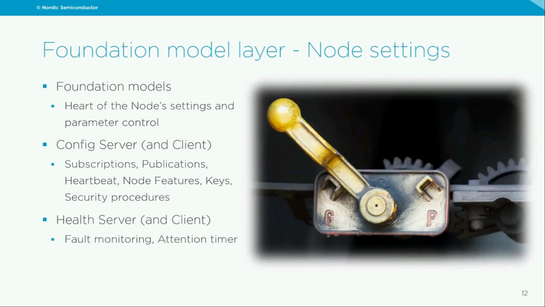Foundation models are crucial for configuring the node settings. They are at the heart of the setting and parameter control. There are two foundation models defined in the mesh profile specification: a config server and peer client model, and a health server and peer client model. Config server is used to configure subscription, publication, heartbeat settings, or other node features, as well as to add or remove keys from the node or execute security procedures. The health model is especially useful for fault monitoring and attention timer application. The attention timer available in the health model can be used to seek attention from the user when needed.